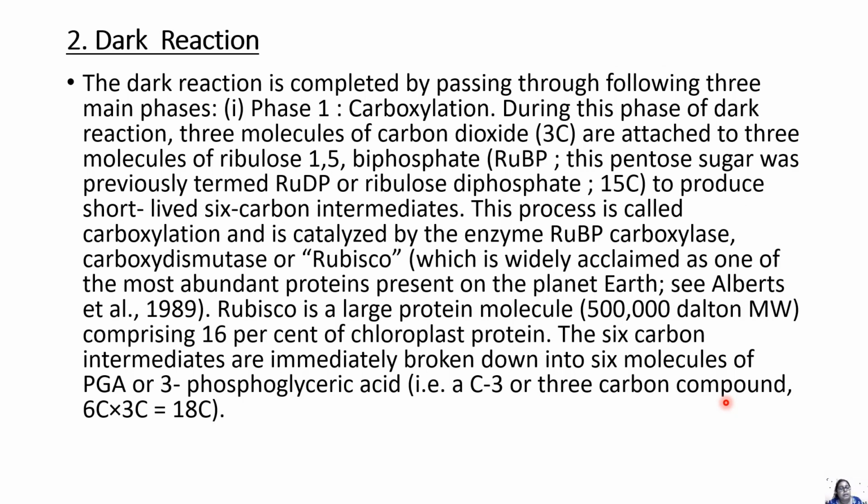Phase 1 is carboxylation, where 3 molecules of carbon dioxide are attached to 3 molecules of ribulose 1,5 bisphosphate to produce short-lived 6 carbon intermediates. This process is called carboxylation and is catalyzed by the enzyme rubisco, which is the most abundant protein present on planet Earth. Rubisco is a large protein molecule comprising 60% of the chloroplast protein. These 6 carbon intermediates are individually broken down into 6 molecules of 3-phosphoglyceric acid.